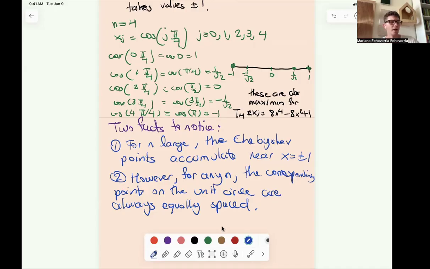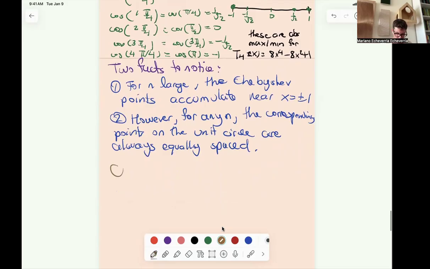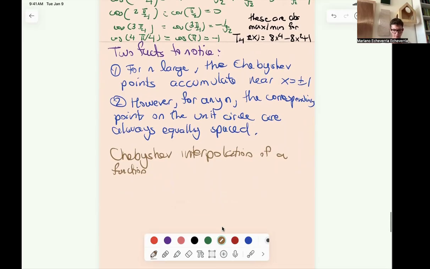Okay, and that brings me to the last formula that I was going to write today, which is the Chebyshev interpolation of a function. So what is the Chebyshev interpolation of a function? The Chebyshev interpolation of a function f of x is just a degree n polynomial that you get using Lagrange interpolation with the Chebyshev points.